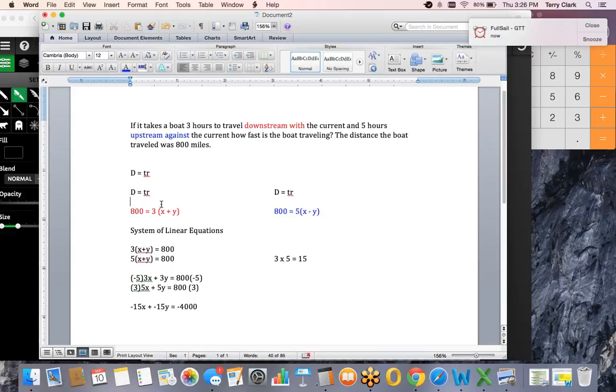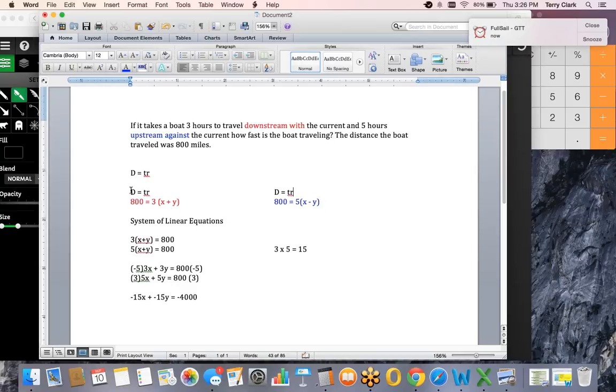In this case right here, the distance is going to be D, which is given to us at 800. The time is going to be 3 because it's 3 hours. And then the rate is going to be composed of two things: the speed of the boat and the speed of the current. So when they're working together, you add them together.